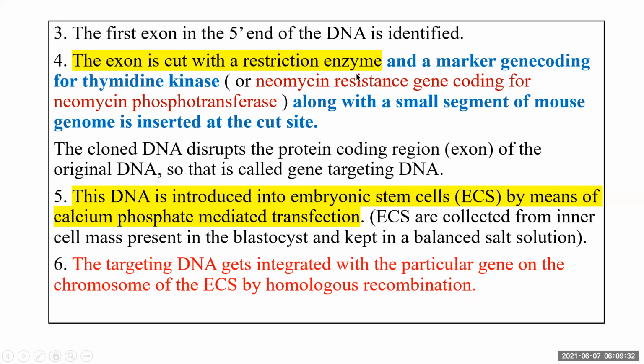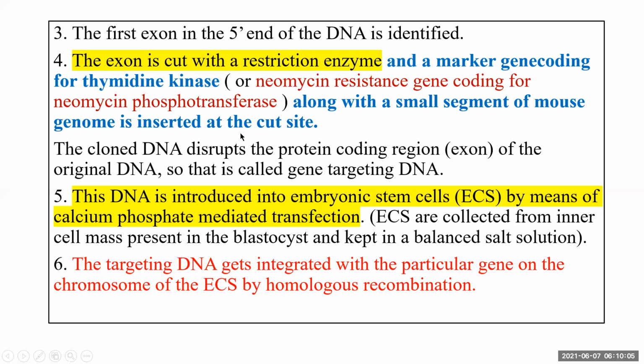And when you cut it, what do you insert in its place? A marker gene coding for thymidine kinase, or a neomycin resistance gene coding for neomycin phosphotransferase. So the exon is cut with a restriction enzyme, and a marker gene coding for thymidine kinase, along with a small segment of mouse genome, is inserted at the cut site.